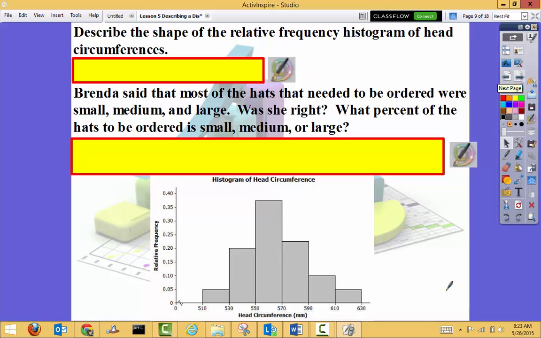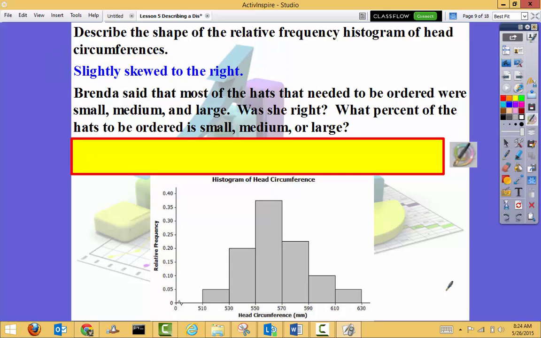Okay, now describe the shape of my relative frequency histogram. So it's still a relative frequency. What shape is it? Well, it's slightly skewed to the right. It has this tail on this right side. It's almost symmetric, but we just have 3 columns here and 2 on the left. So it's just slightly skewed to the right because of that tail.